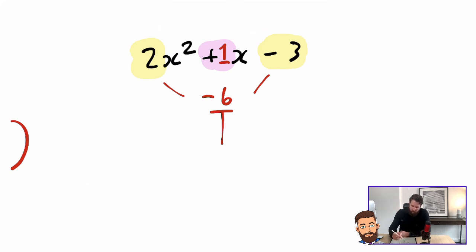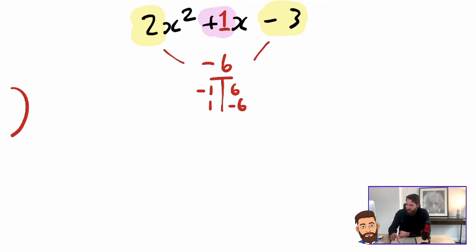Well, this is just what we've been doing in previous examples. What are my factors of minus 6? We could have minus 1 and 6, or 1 and minus 6 because a mixture makes a minus. We could have minus 2 and 3, or 2 and minus 3. Which one of those adds to make 1?